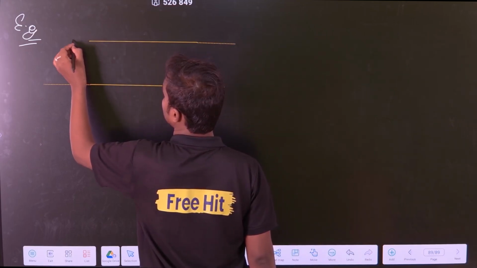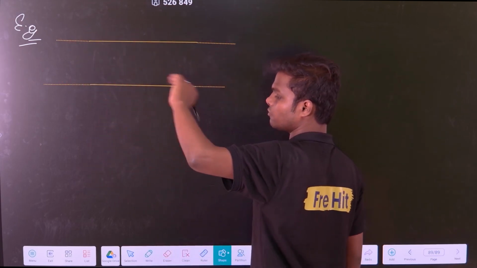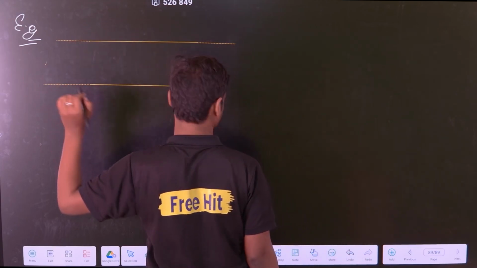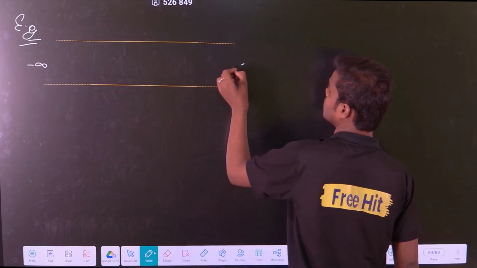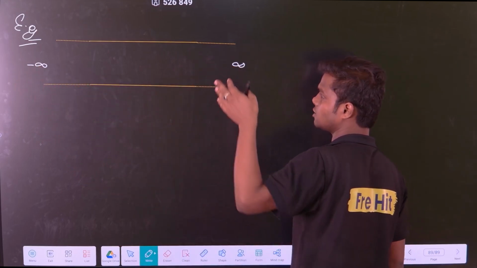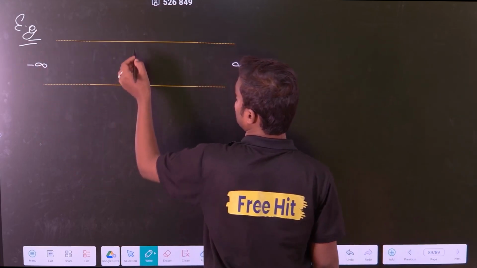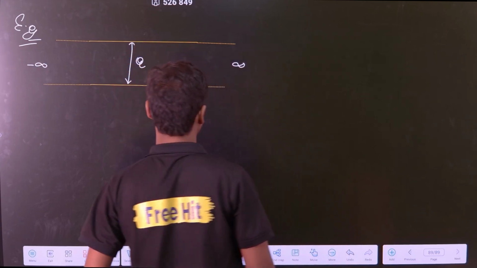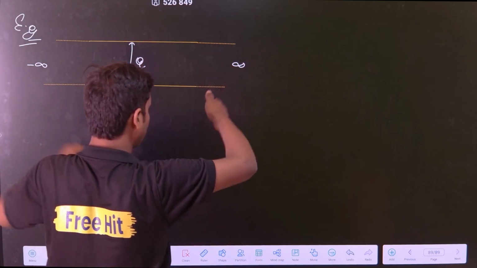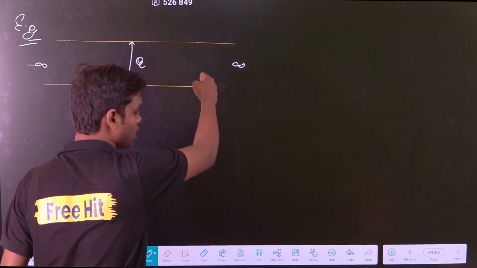Suppose this sheet is going up to infinity, from minus infinity to plus infinity. Correct? This is the sheet. The thickness, this length, is A basically. So if I place this sheet like this, you will only see the straight line. Correct?